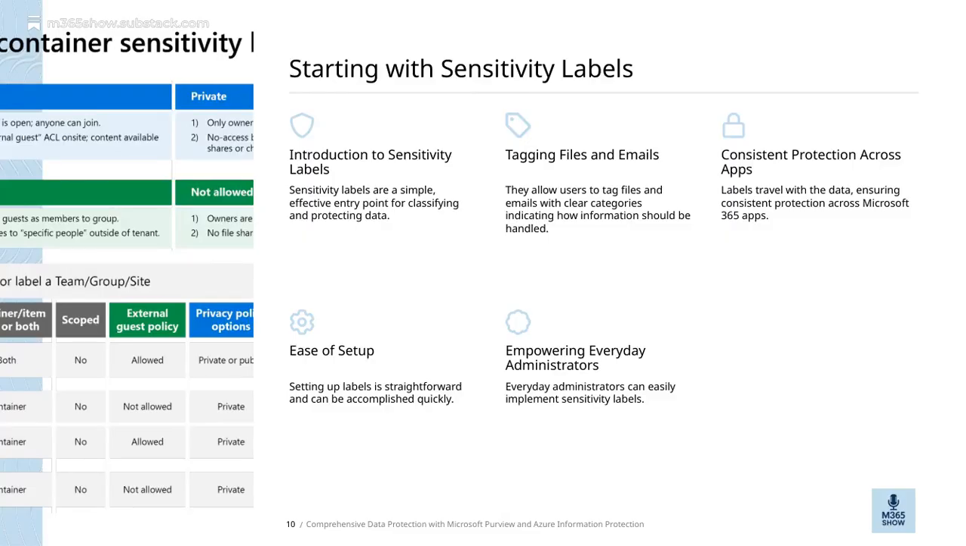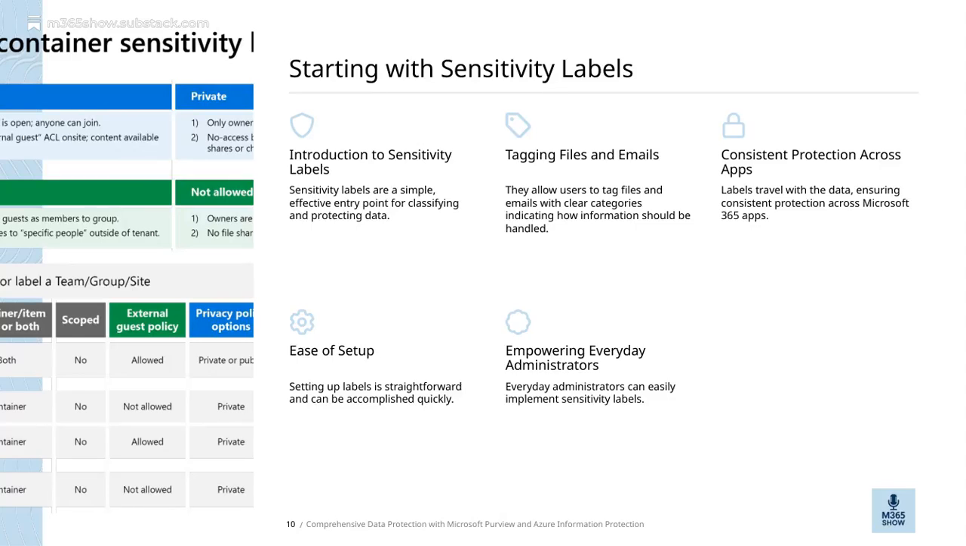Once a label is applied, it travels with the data, whether it's a file or an email, so protection remains consistent across all Microsoft 365 applications. This means that no matter where your data moves, the security stays intact.